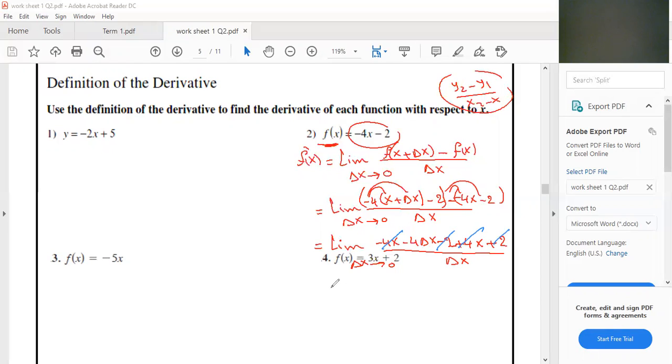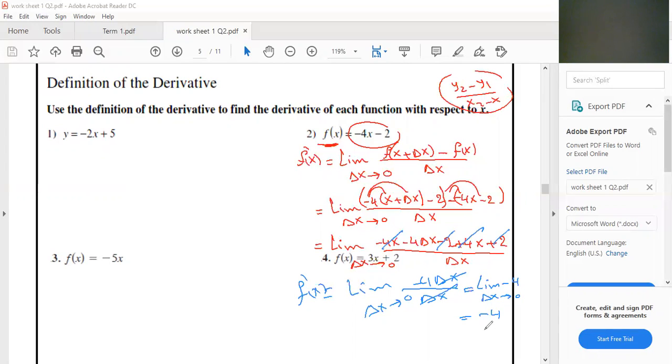So it will be equal what? Limit, that is the f prime, the derivative of the function. It will be -4 delta x over delta x when delta x approaches 0. Cancel, it will be limit -4 when delta x approaches 0. The limit of any constant will be the same constant.